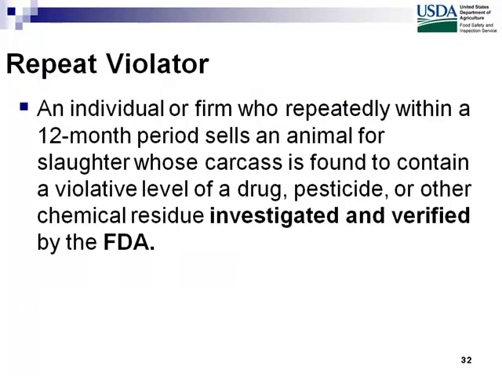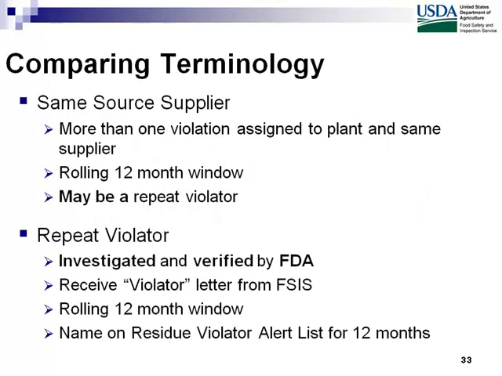A repeat violator then is anyone that has more than one positive violation within a year, and it's a 12-month rolling window. So in the instance that they are a repeat violator, that's when the FDA comes in and investigates that supplier and takes enforcement action. When we look at the terminology, we talked about the same source supplier and the repeat violator. The same source supplier may be a repeat violator, but it's not until they become the repeat violator that the FDA steps in and investigates them.